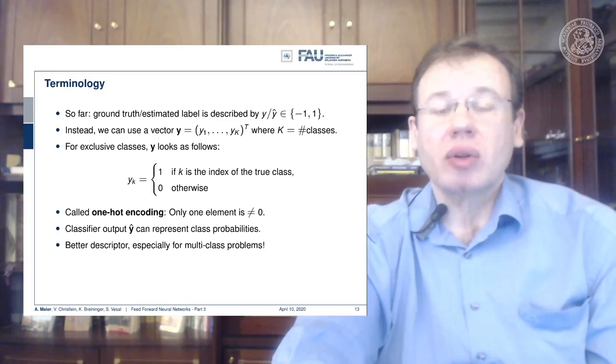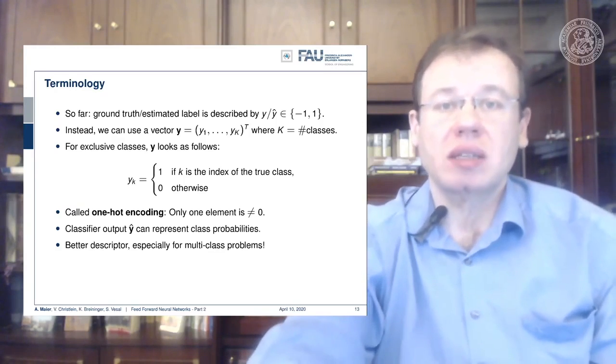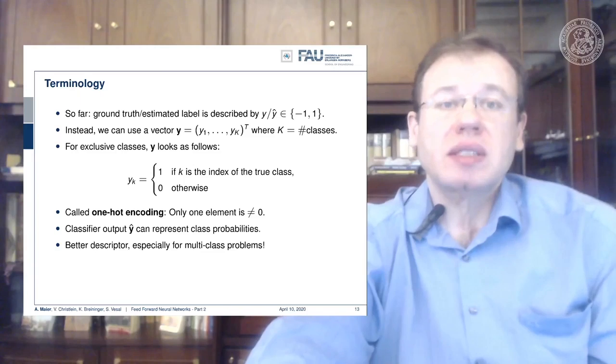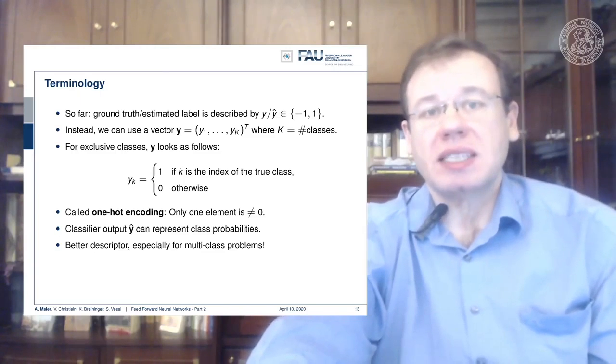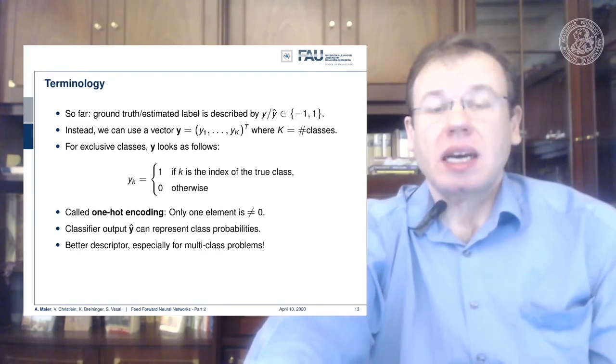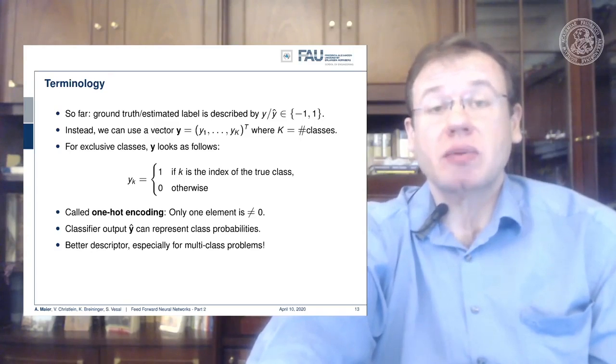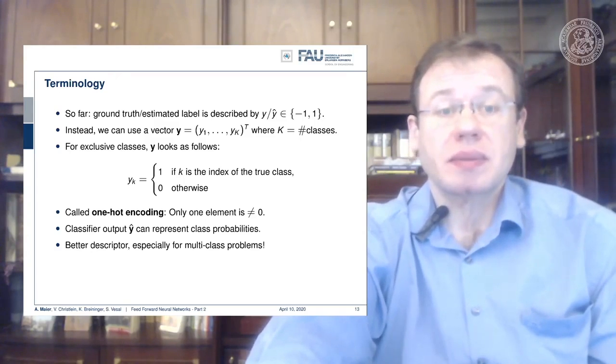And now you try to compute a classifier that will produce a respective vector. And with this vector y hat, you can then go ahead and do the classification. So it's essentially like guessing an output probability for each of the classes. In particular for multi-class problems, this has been shown to be a more efficient way of computing these problems.